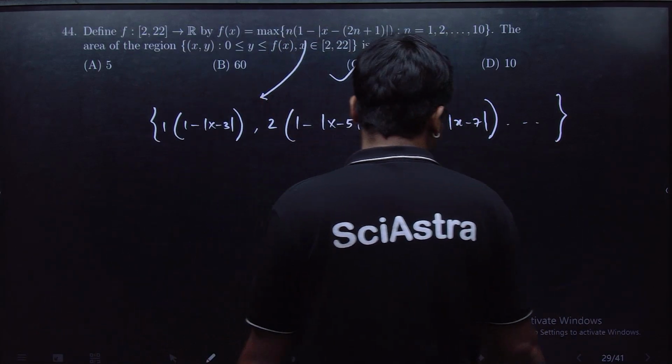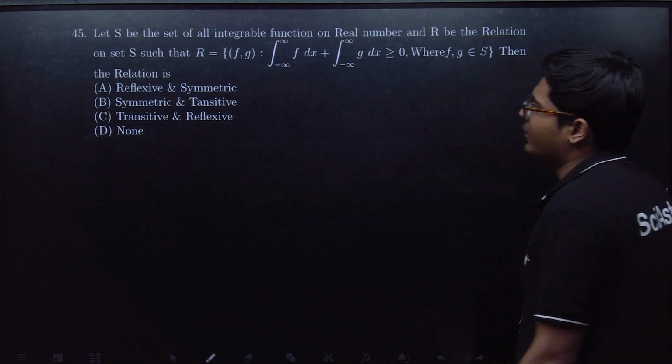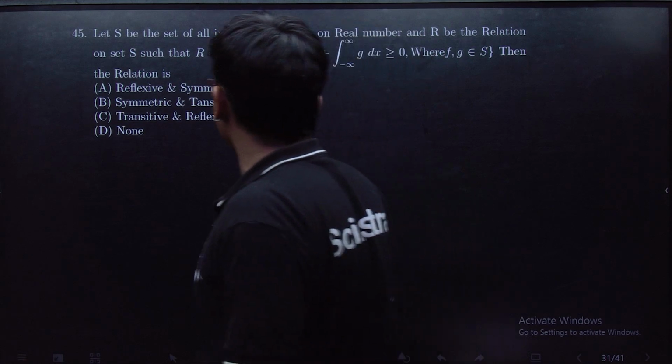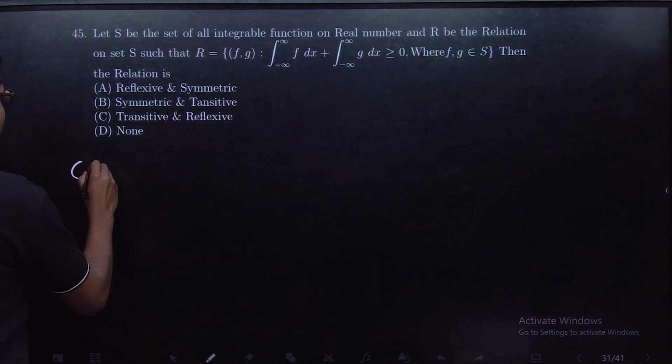Okay? That's it. Coming to question 45. Suppose S is a set of all integrable functions on real numbers and R is a relation on the set S such that R is all pairs f comma g such that the integral from minus infinity to infinity of f plus the integral from minus infinity to infinity of g is greater than or equal to 0, where f and g belong to S. Then this relation is what? First of all, observe that we look at whether it's reflexive or not.